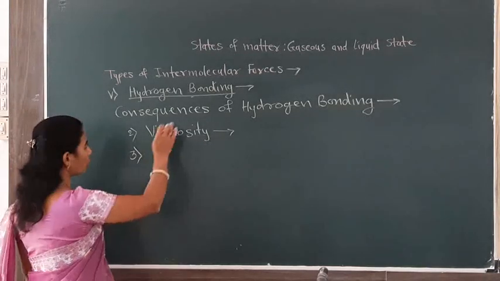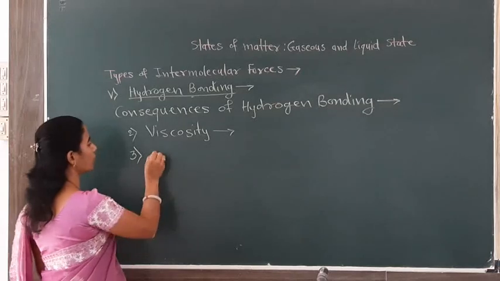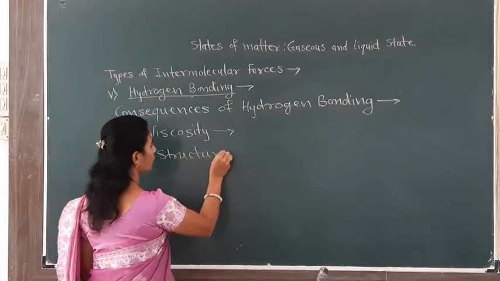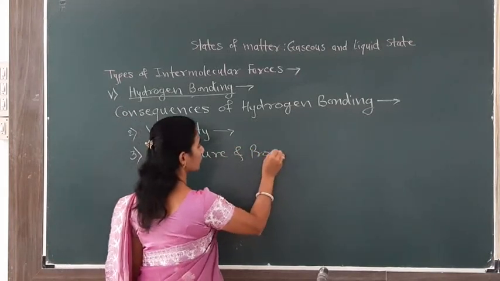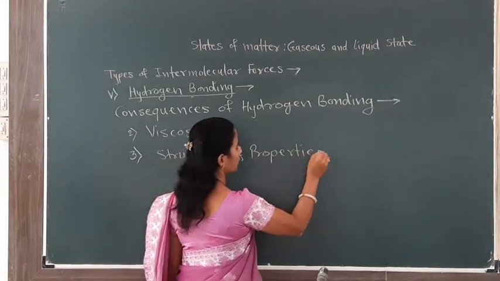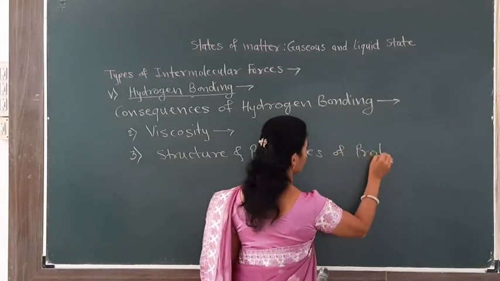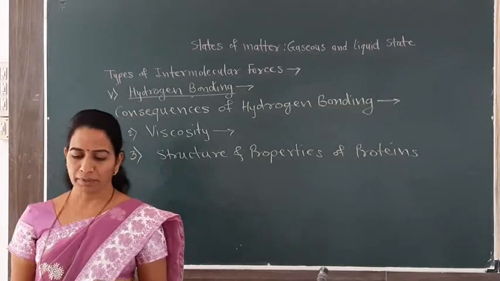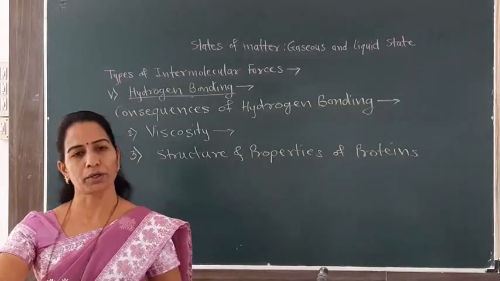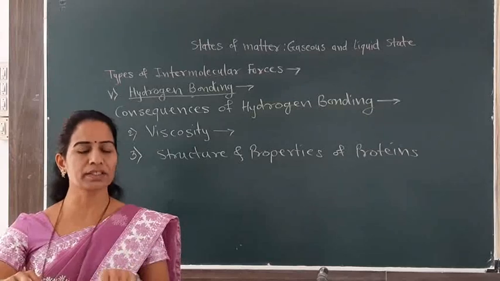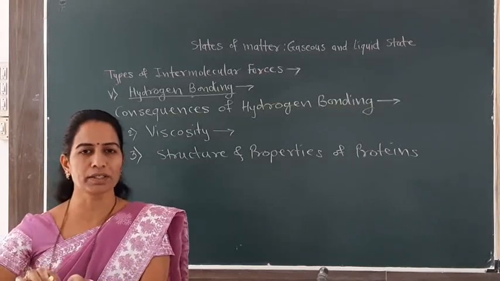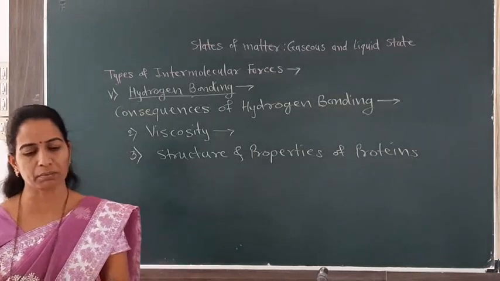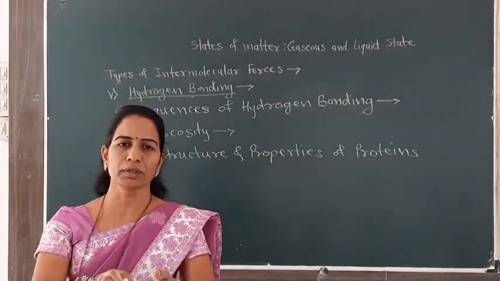Similarly, this hydrogen bonding is used to determine the structure and properties of protein. The properties of proteins and their structure can be determined with the help of hydrogen bonding. You know, proteins and amino acids, they are present in living organisms, and their properties can be determined with the help of this hydrogen bonding.